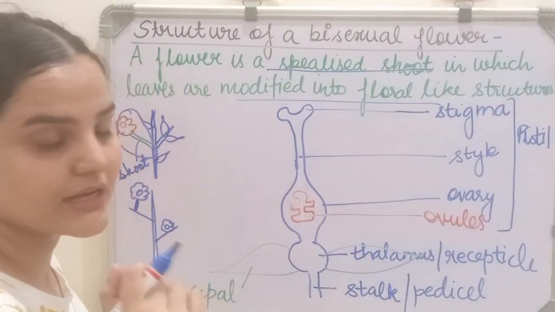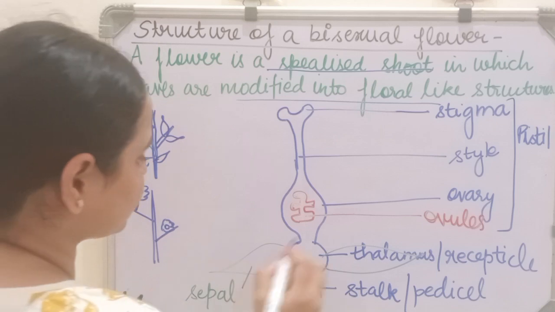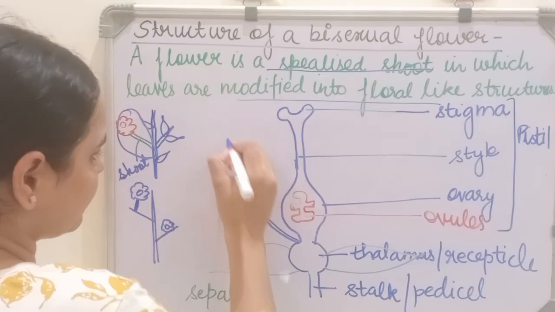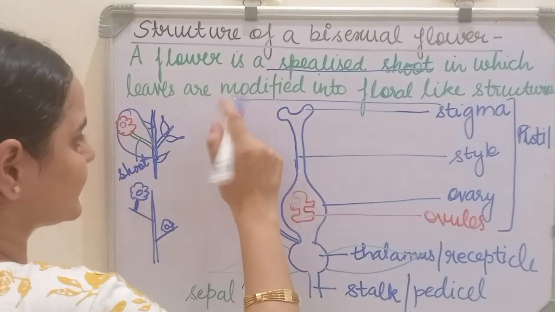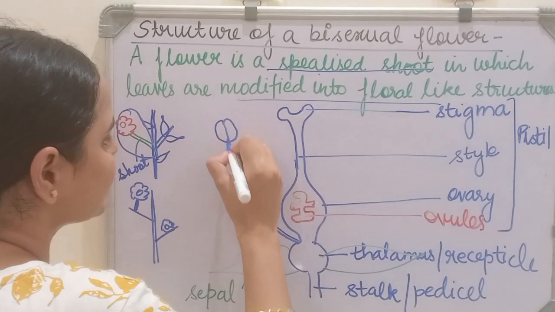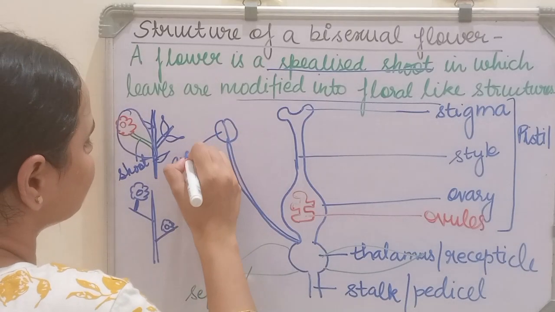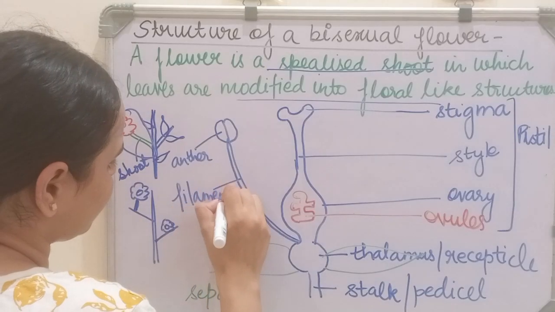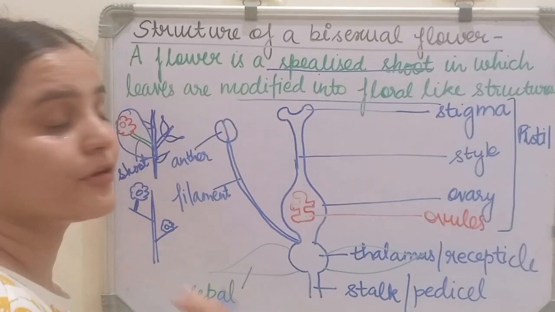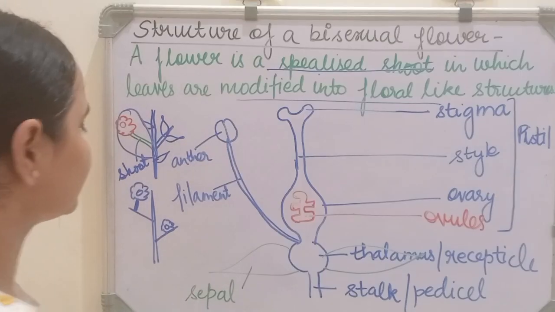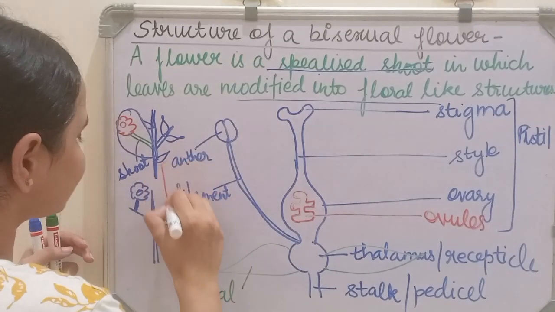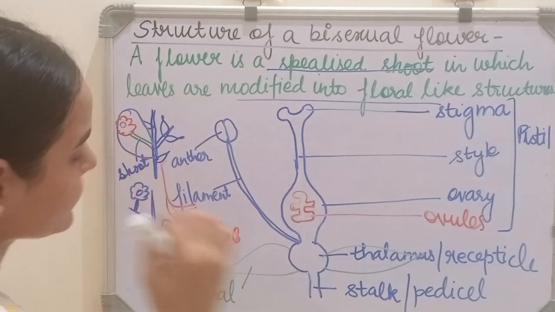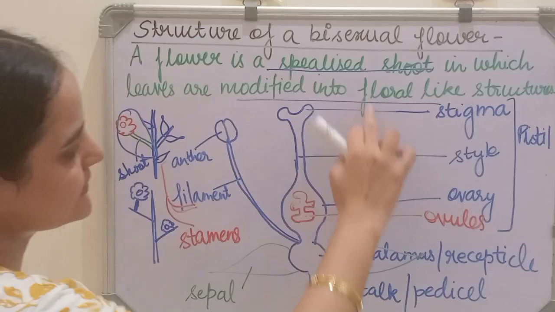Okay, now let's draw the male reproductive part. So the male reproductive part consists of two structures. Anther I am drawing. This is anther and this is filament. Anther is responsible for the formation of pollen grains. So together they are known as stamen. Okay, so this is the male reproductive part, this is the female reproductive part.